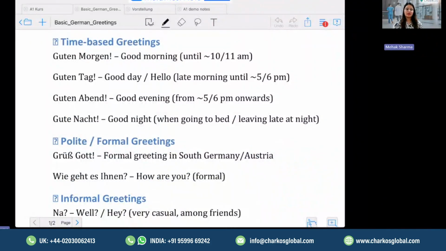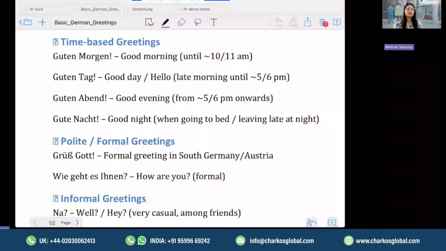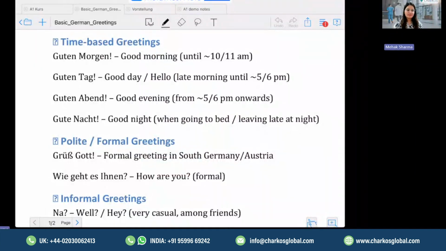So the good morning. Good morning would be Guten Morgen. Then Guten Tag. Good day. But this one can also be used at any time of the day, and you can use it for saying hello. The time when you can use these are given in the bracket, so you can definitely give it a greet.